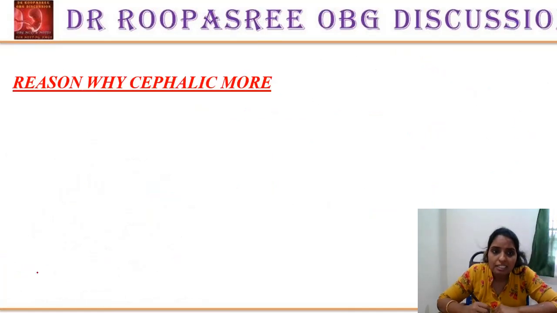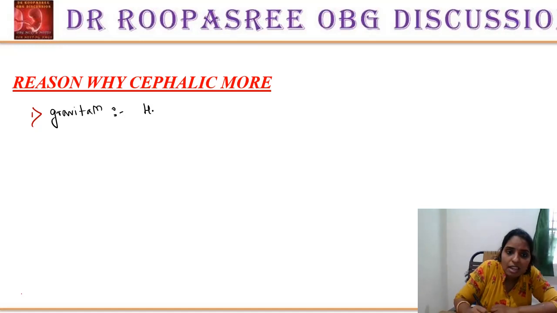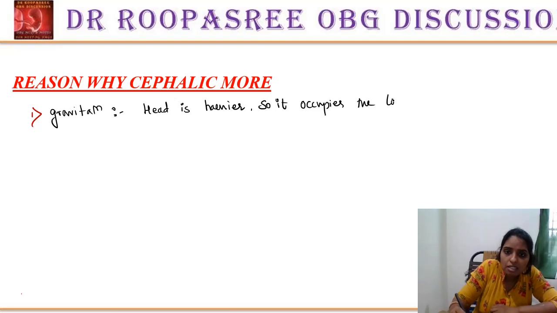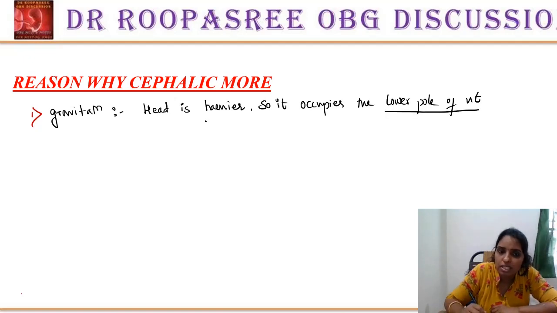And the last thing is, why is there always cephalic presentation? First one is gravitation. Head is heavier, so it occupies the lower pole of the uterus. Compared to the breech, head is heavier. Because heavy things come down, it comes down and settles in the lower pole of the uterus.